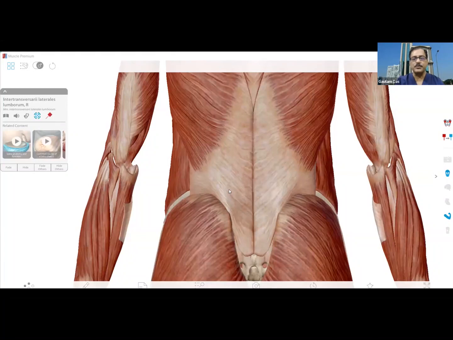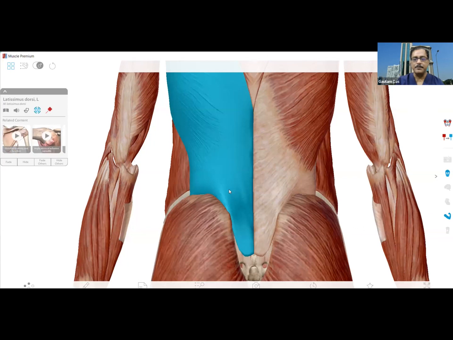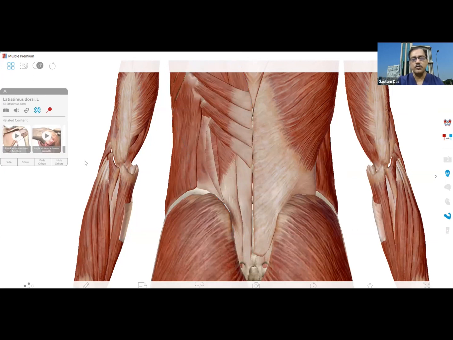So first is your latissimus dorsi. That's a very thin layer of muscle, like trapezius in the upper back and the neck. So here, this is your latissimus dorsi. If you are removing that, the next muscles coming are your erector spinae group of muscles.